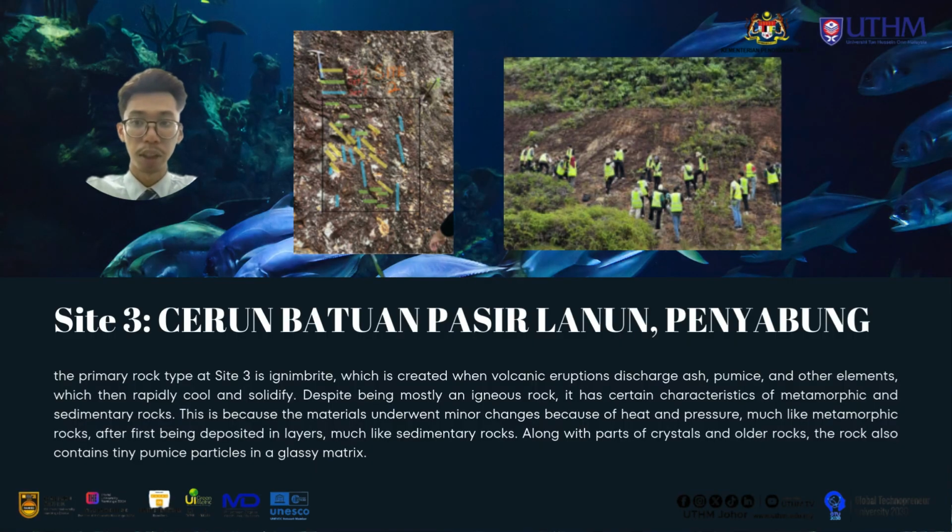At Site 3, Cerun Batuan Pasilanon, we identified ignimbrite as the key rock. It formed when a volcanic eruption blasts ash and pumice into the air, which rapidly cooled and solidified. Though classified as igneous, it shows hybrid traits: first, sedimentary-like layers from initial deposition, and minor metamorphic changes from heat or pressure.